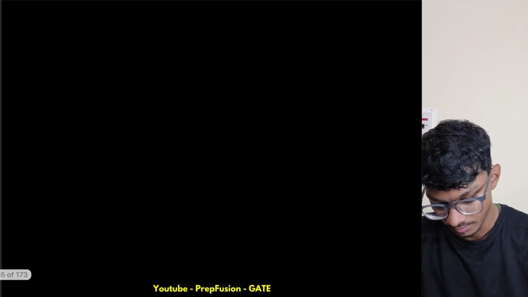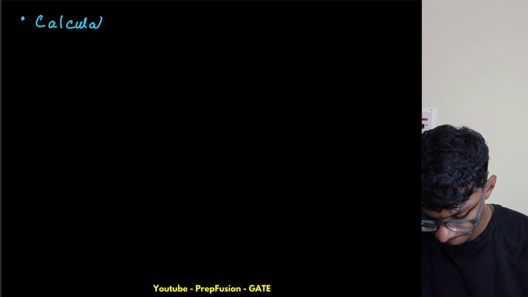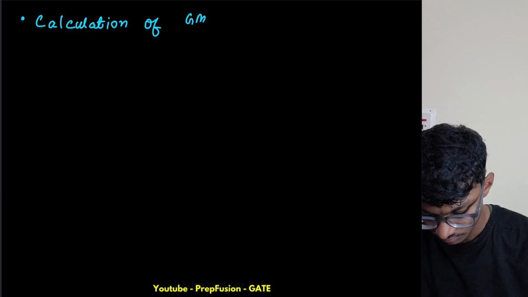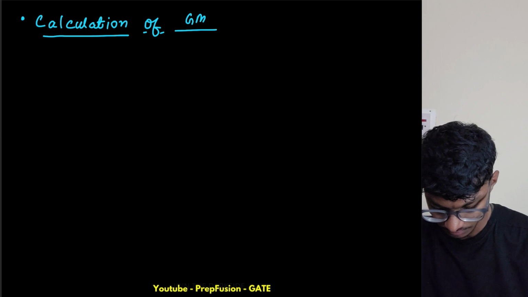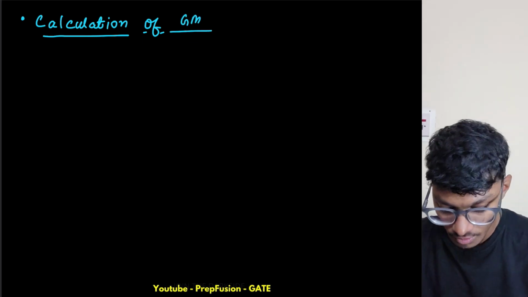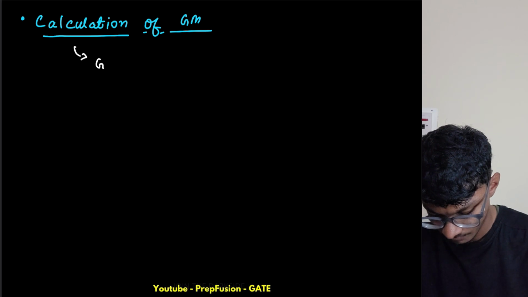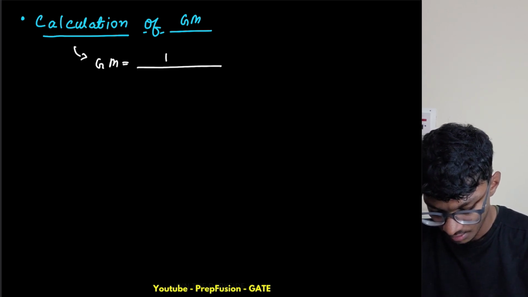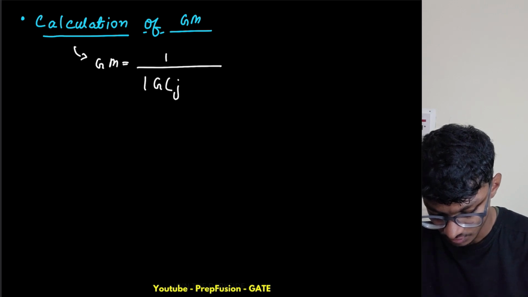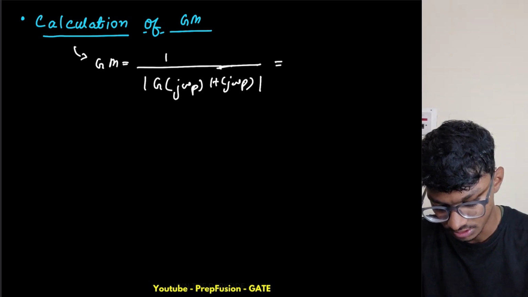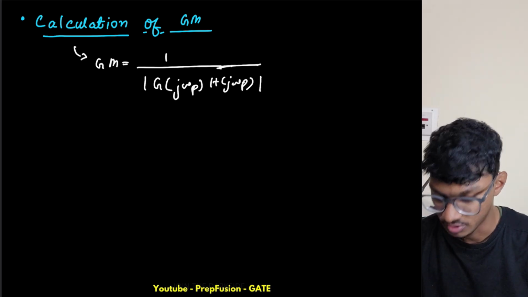Now let's calculate the gain margin. What is the calculation of gain margin? My GM is the inverse of the magnitude of G of j omega p into H of j omega p, at the phase crossover frequency. I want to make my gain equal to 1 at that point. We have already established this. We'll calculate this both in absolute format and in log.